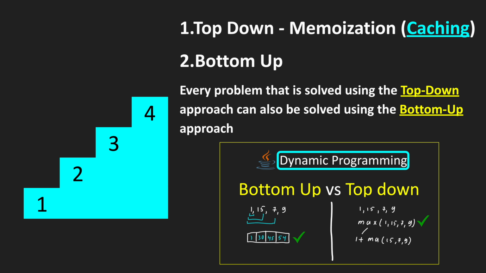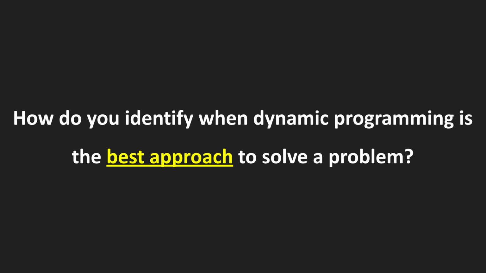As an example, one problem is solved using both the top-down approach and the bottom-up approach. When you are just starting with dynamic programming, I would advise you to do the same: solve every problem with the top-down approach and the bottom-up approach. In that way, you better understand the use of dynamic programming. So now let's go to another question.